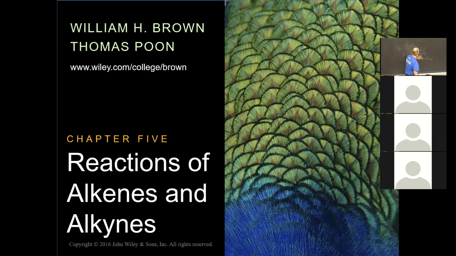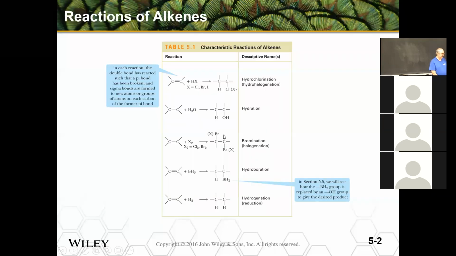Okay, so this is the general pattern, and most of the reactions are specific examples of this. Once again, here is a summary of the different types of addition reactions. Hydrochlorination or hydrohalogenation in general is what I just showed you. Hydration, where we add an H and an OH. These are both regioselective. The rich get richer when it comes to hydrogen.